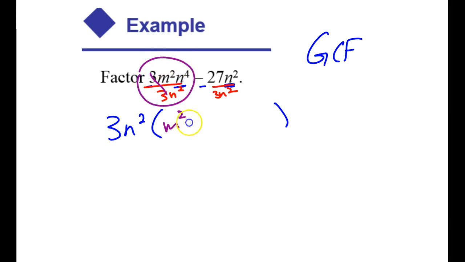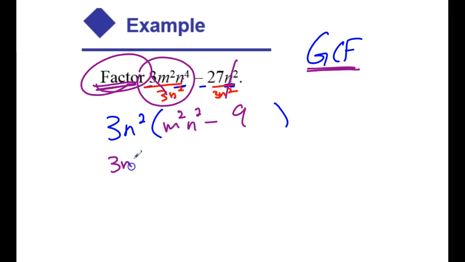And I think I have an n left. Actually, I have 2 n's left because there's 4 n's up here, minus, let's see, 27 divided by 3 is 9, and the n squareds cancel. So you might think that you're done, but all we've done is the greatest common factor. Whenever it says factor, it implies factor completely.